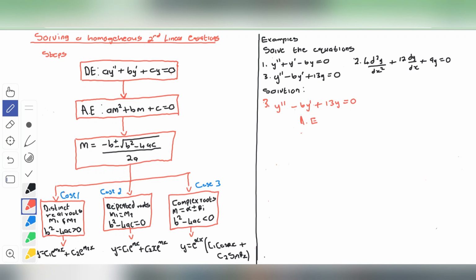So for the auxiliary equation we only change the derivatives, but we leave the coefficients the way they are. So from here we know that because the second prime, or the second derivative, is going to be m squared minus 6m plus 13, right, which is equal to 0. Therefore after we do what? We find the values of m. We're going to use what?